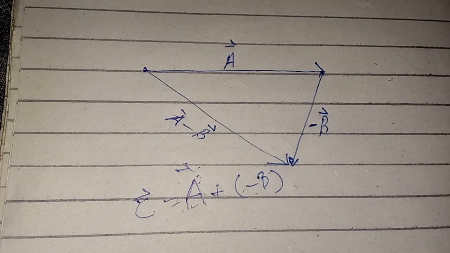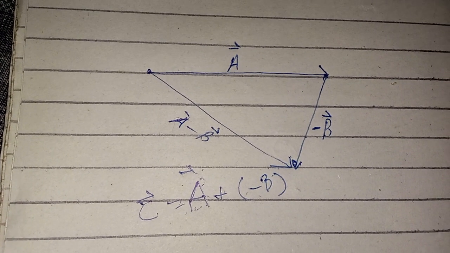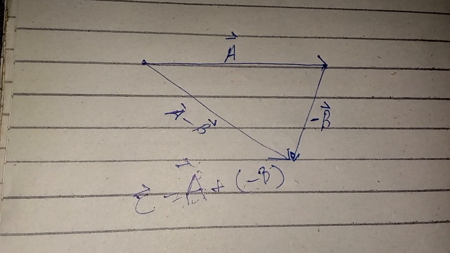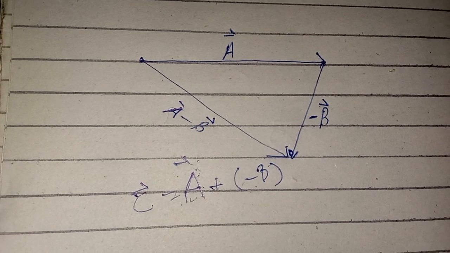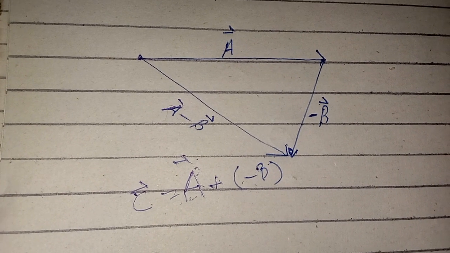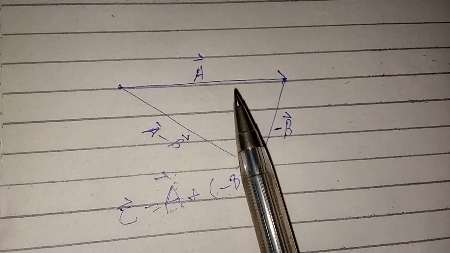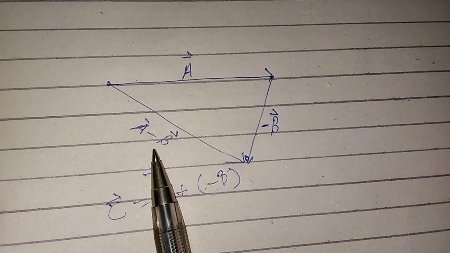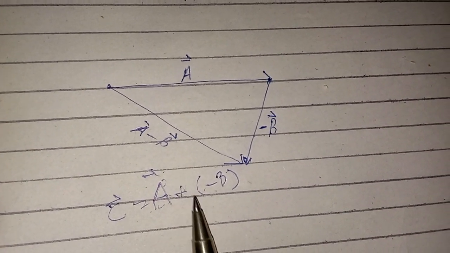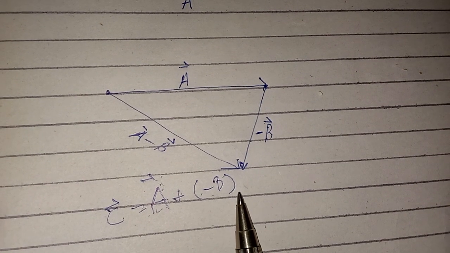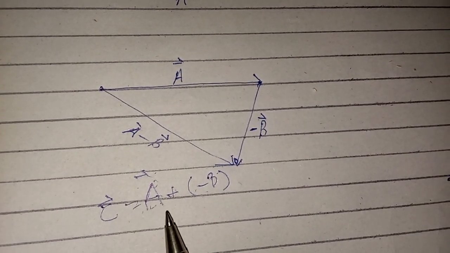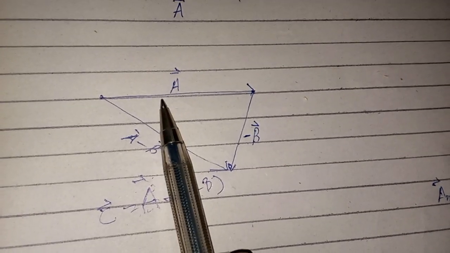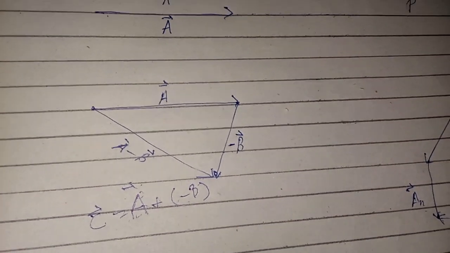Now we will discuss subtraction. The difference of two vectors a and b, denoted by vector a minus b, is a vector c and is defined as the sum of vector a and vector minus b. So a minus b is a vector which can also be written as vector a plus minus b. So we can say vector a plus vector minus b is the resultant vector of vector a and vector minus b.